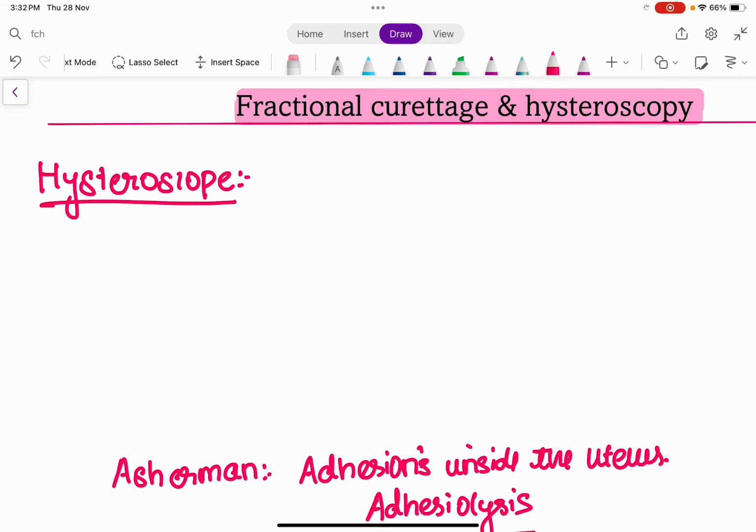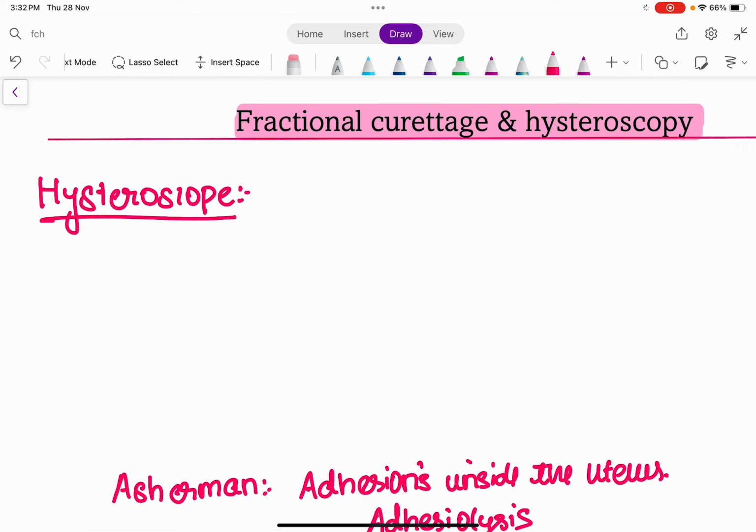Clear? Yes. So now let's get into fractional curettage. What do you mean by fractional curettage? Let's separate this word into two: what do you mean by curettage and what do you mean by fractional? Fractional tells me that it is a segment. It is divided into segments.